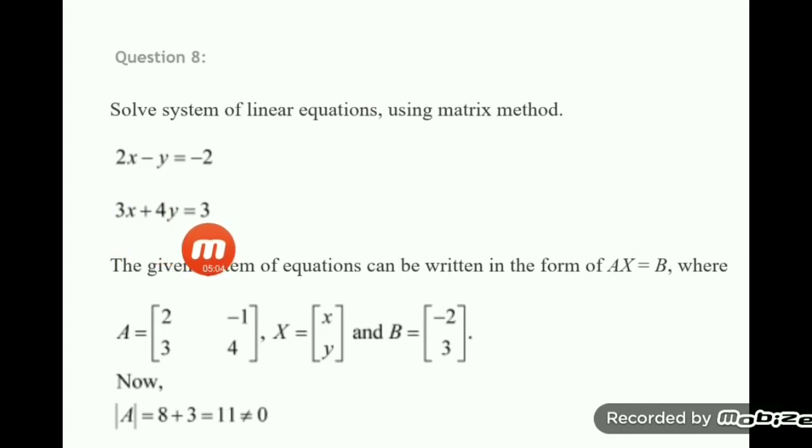So let us put it in the form AX equal to B. What is A? 2, minus 1 in the first row, 3, 4 in the second row. Then column matrix X, Y, the 2 variables, and B is minus 2, 3. After that, our aim is to get the value of the determinant of the coefficient matrix. Determinant of A is what? 8 plus 3, which is equal to 11, not equal to 0.